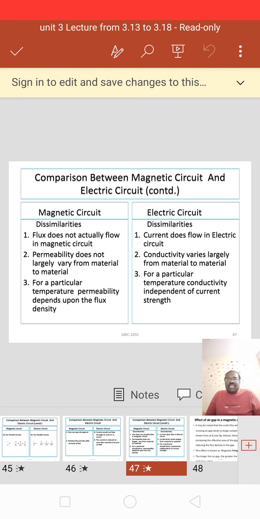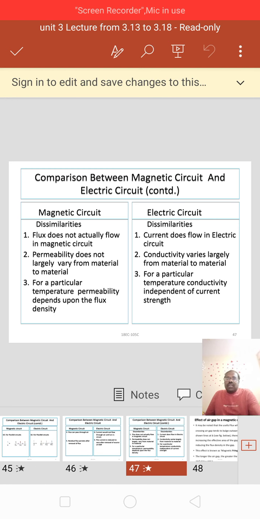Next, these are the dissimilarities between the magnetic circuit and the electric circuit. Dissimilarity 1: flux does not actually flow in the magnetic circuit, whereas current does flow in the electric circuit. Second, permeability does not largely vary from material to material, whereas conductivity varies largely from material to material. Third, for a particular temperature, permeability depends upon the flux density, whereas conductivity is independent of current strength.